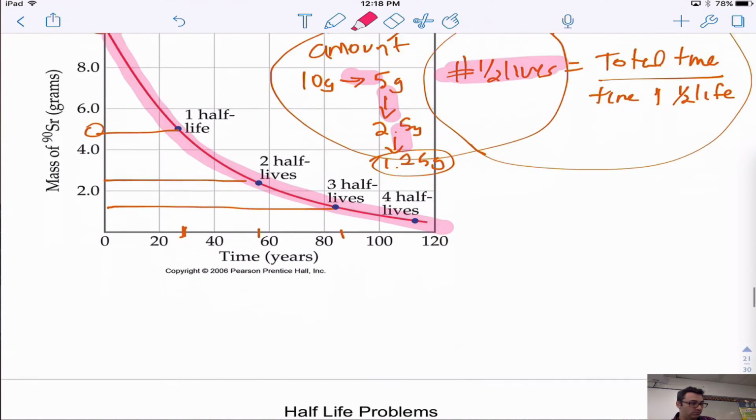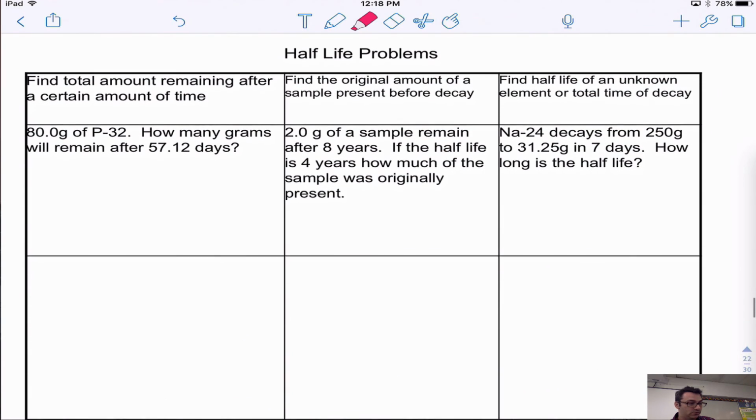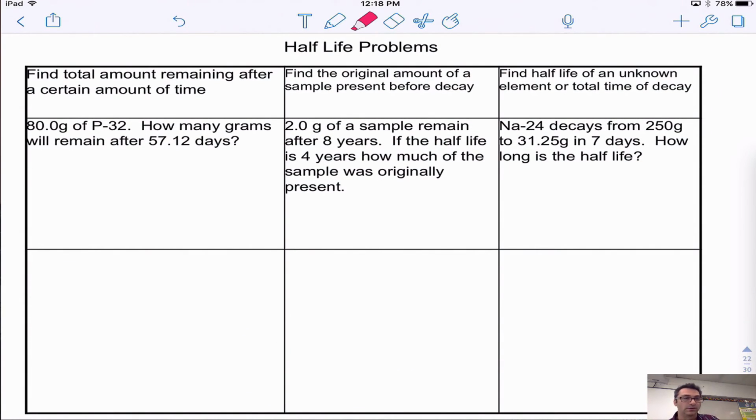Now let's just try one problem here, and then you could try some on your own, and we can also go through these in class as well. But let's say that we have 80 grams of P32. How many grams will remain after 57.12 days? So first I need to find the half-life, because I have the total time. The total time is 57.12 days. If I find the half-life time, and I can divide it out, I think it's 14.3 days.